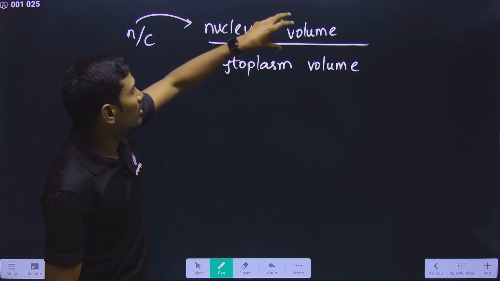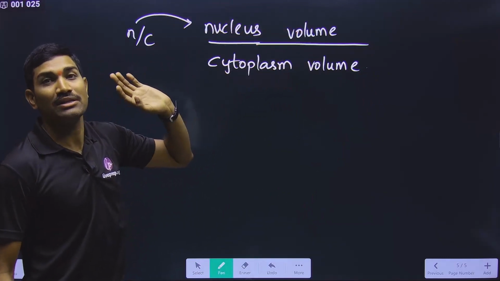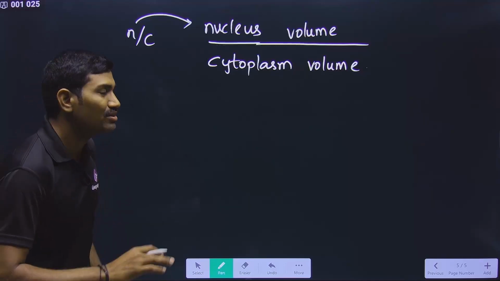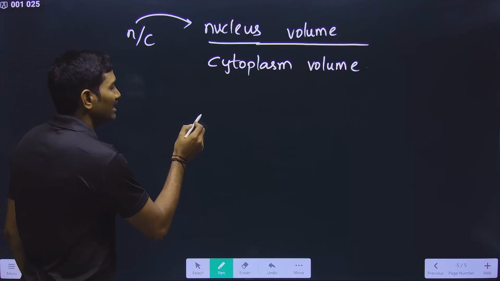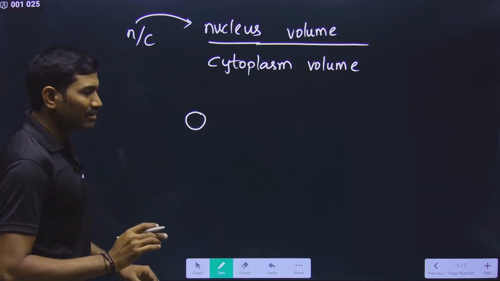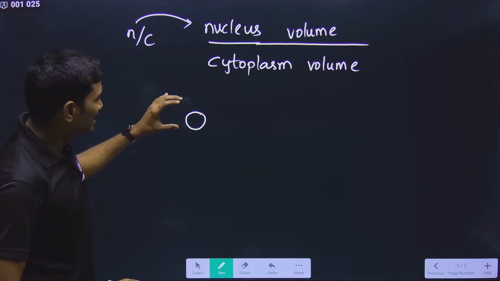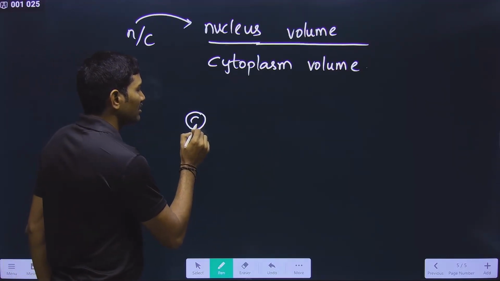Now what is this volume of nucleus to volume of cytoplasm ratio? What exactly does it give? Now observe carefully. Whenever a cell is newly formed, generally its size is small, and here it is having a nucleus.